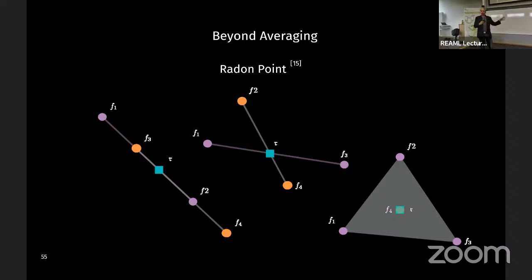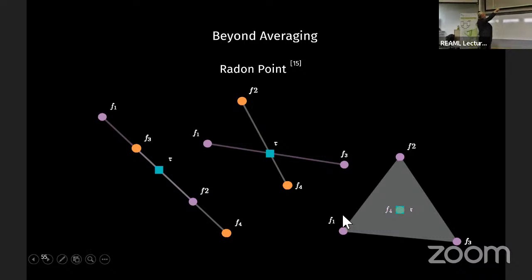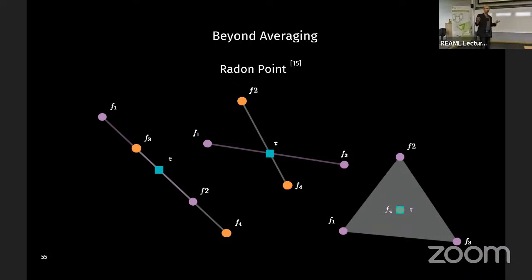So you have a set of points, in this case in 2D, you need at least 4 points. And what you can do then is partition your set of points into 2 sets so that their convex hulls intersect. What does it mean? Well, we have our 4 points here. These are our 4 points. Then we partition them into the orange points and into the purple points. And their convex hulls in this case are these lines, and they intersect in a single point. That's a Radon point. Now in 2D, there are only 3 possibilities of how points can roughly lie.